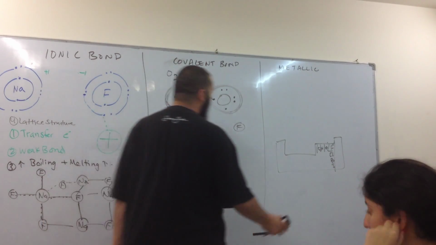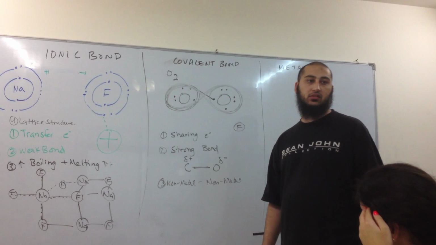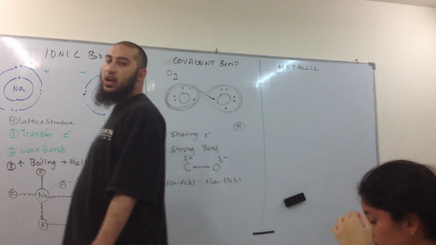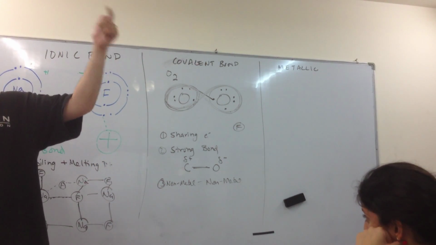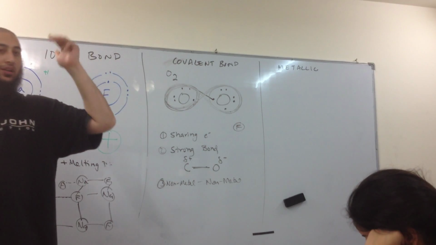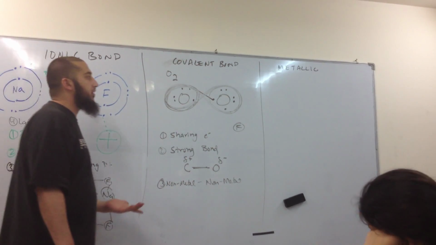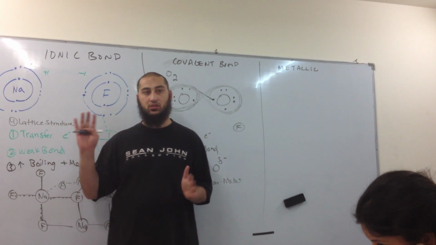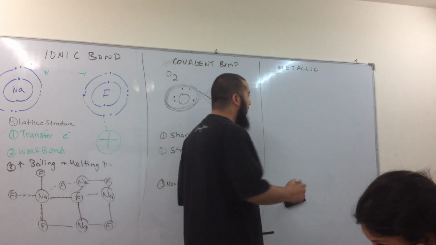All right, now metallic. Metallic is a transition metal. What's a transition metal? When you really think of metal, gold, platinum, silver, aluminum, all those are transition metals. Transition metals are organized much more differently than these. This is how transition metals are organized. Let's take iron for example.